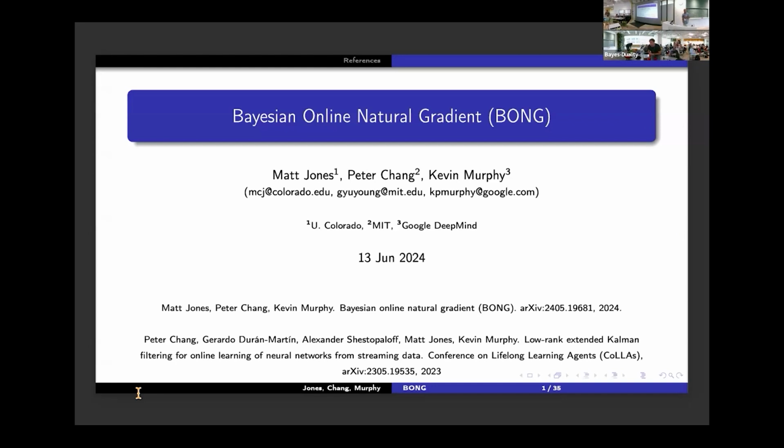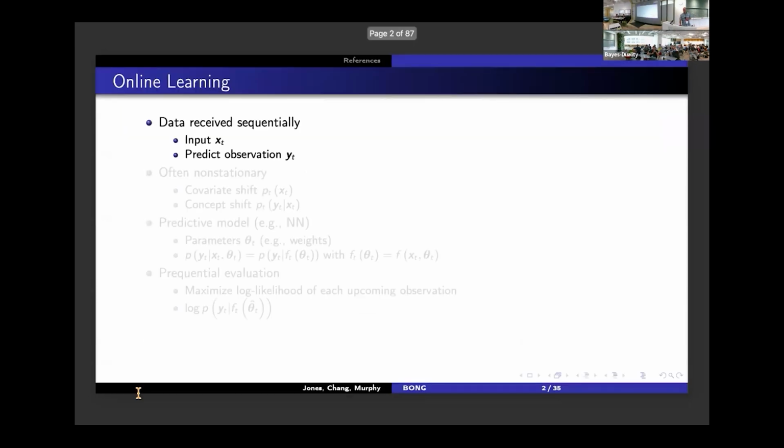Yeah, so I'm glad I got moved to this spot in the schedule, because I'm going to be building pretty directly on what MT just did, with a focus on online learning. So we're thinking about a setting where data are received sequentially, you get one observation per time step, inputs X, observations Y. I'm not going to focus on this today, but we're mainly interested in non-stationary settings where there's some shift over time in the marginal distribution of X and the conditional distribution of Y. And so the model has to adapt to changes in the environment.